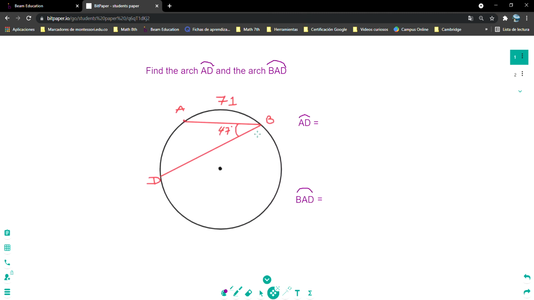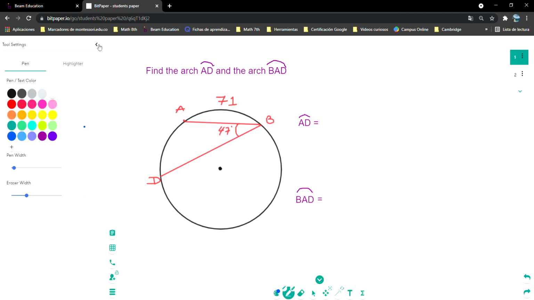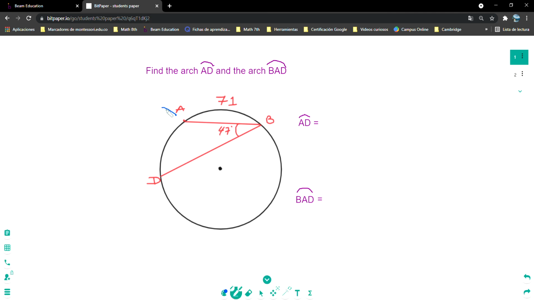And here they ask you to find, guys, the arc AD and the arc BAD, okay, the complete arc BAD. So guys, how can you find the arc AD? All right, so let's remember what type of angle we have here that forms the arc AD. Remember that this is an inscribed angle, okay, where the vertex is right here at any point of the circumference. So this is the vertex, the point B. So this is an inscribed angle.